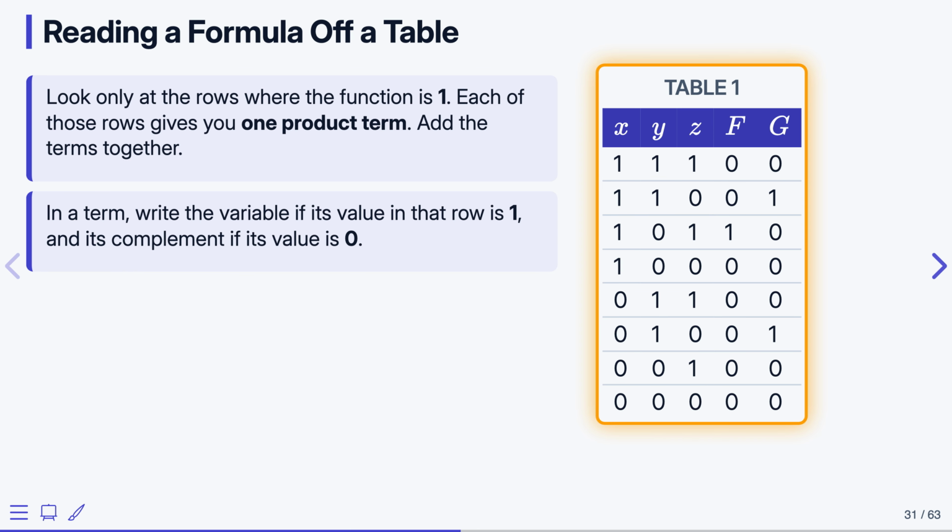The table on the right holds two functions, F and G. We work them out next.